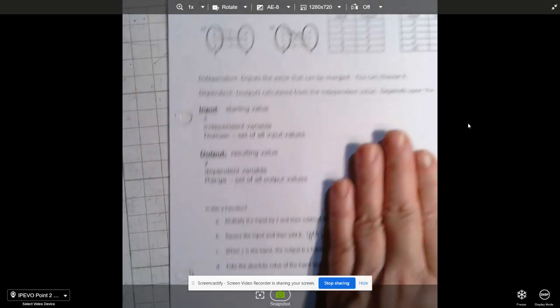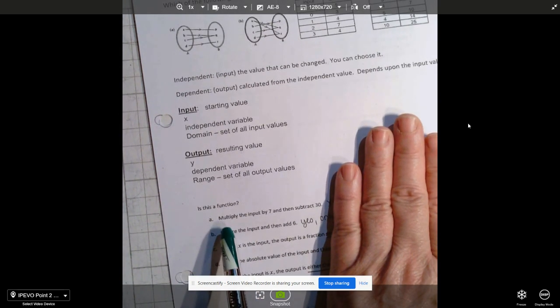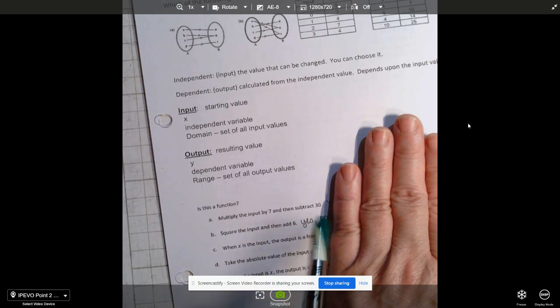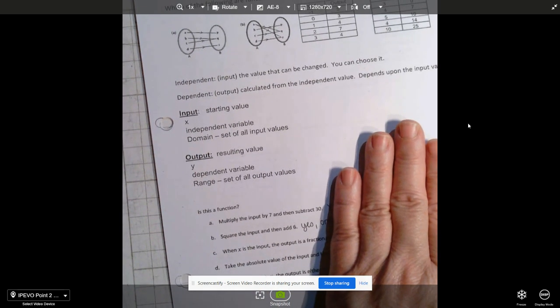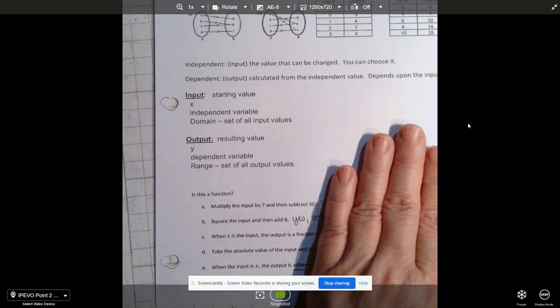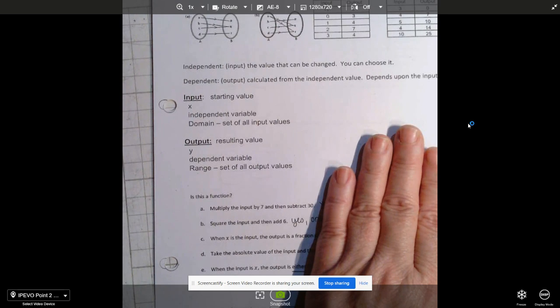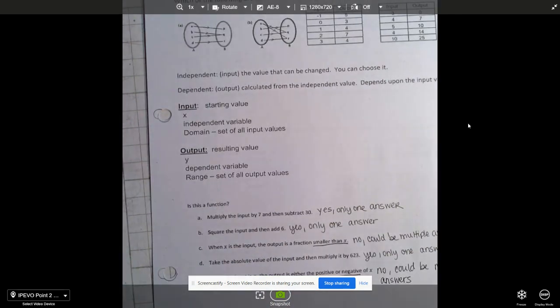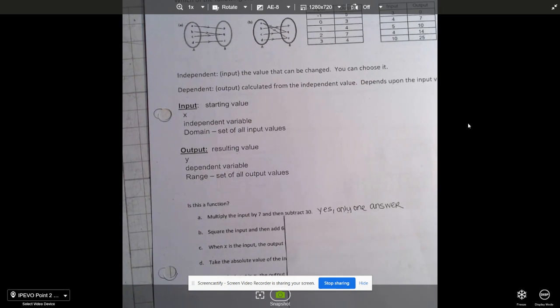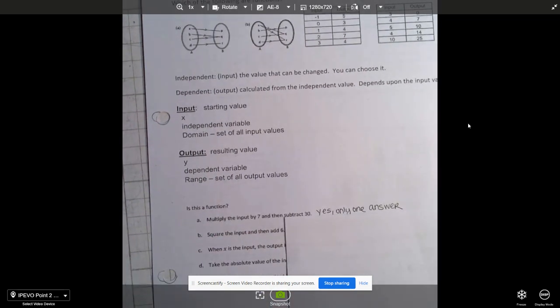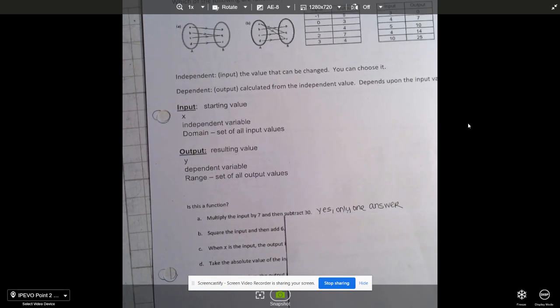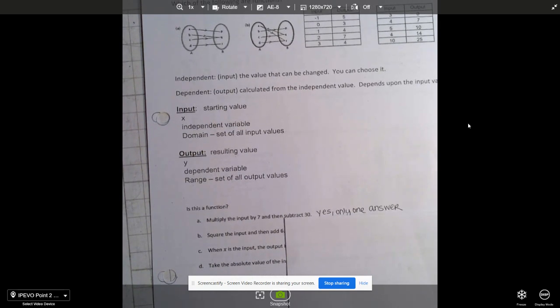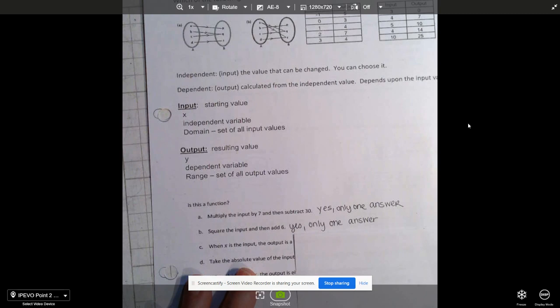If you look down here on the bottom, it says, and I'm going to cover up the answers here, if you multiply the input by 7 and then subtract 30, is that a function? Well, all you have to ask yourself is, would I have more than one output? Well, if I take some number, 3, and multiply it by 7, I get 21, and then subtract 30, I still only get one number. So yes, that would be a function. If I take a look at the next one, if I square the input and then add 6, would that be a function? Well, once again, if I took a number 2, for instance, I squared it, I'd get 4, and then add 6, I'd get 10, so I'd only have one answer. So yes, that would be a function.